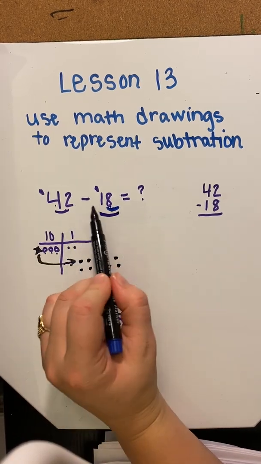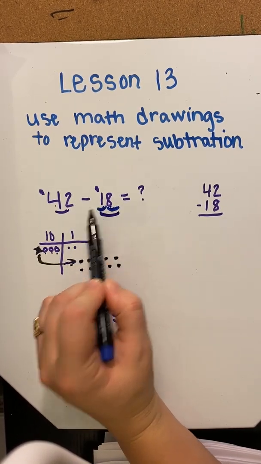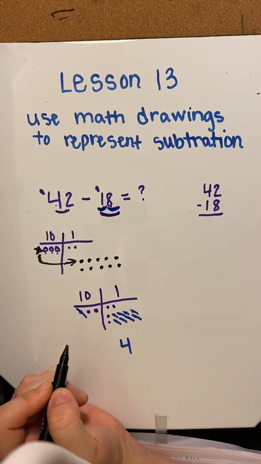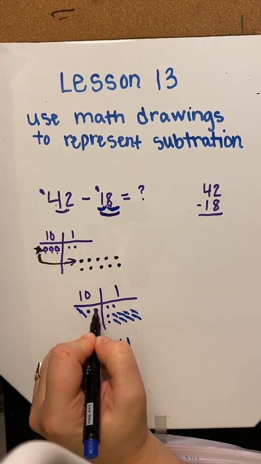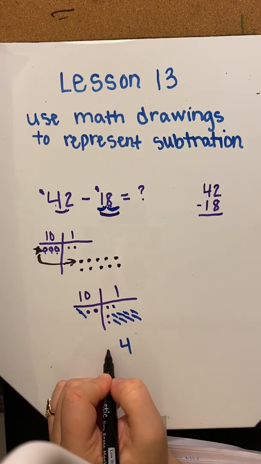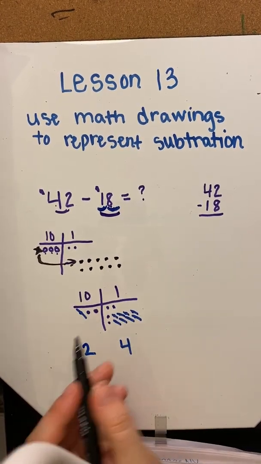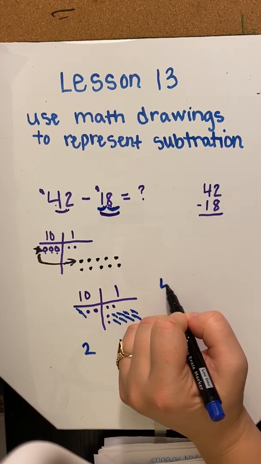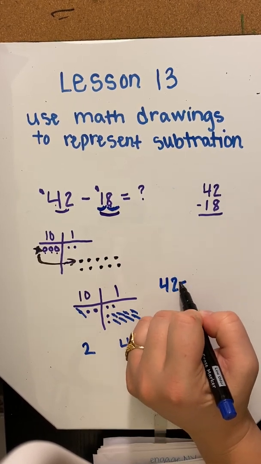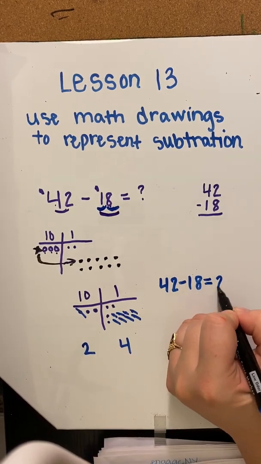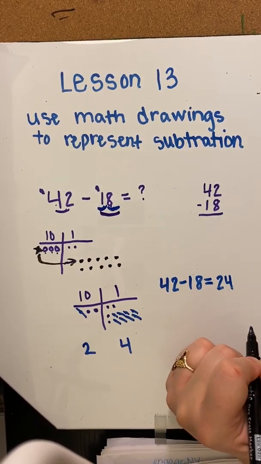and we need to take away 1 ten. So cross that off, we take 1 away. So how many do we have left? 2. 2 tens and 4 ones. So we can now say that 42 minus 18 is equal to 24.